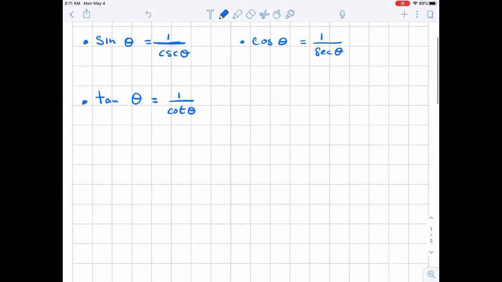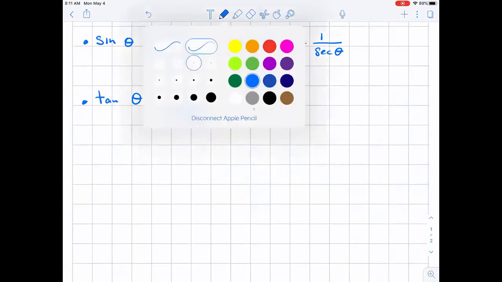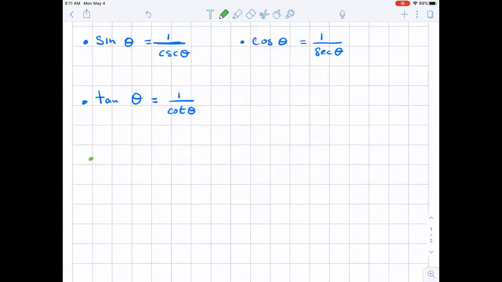Okay? There are three more you can obtain from this, because I can tell you that cosecant of theta will then be equivalent to 1 over sine of theta. You see that? And that's basically coming from here, right? If you know this, you can get this.